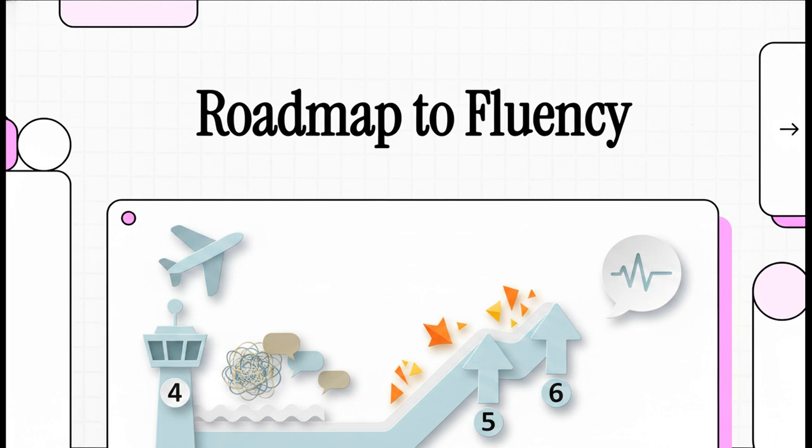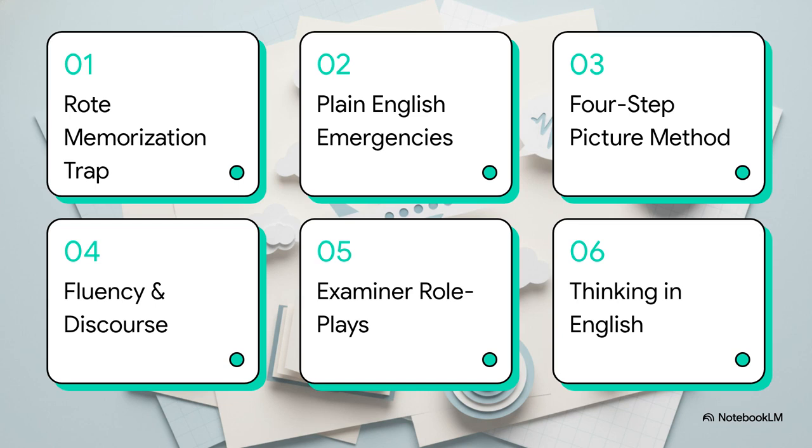You want stronger confidence, you want fewer headaches during license renewals, and you want the ability to handle absolute chaos on the radio with total clarity. So today, we are mapping out the exact steps to move from that basic operational level 4 right up to the expert natural communication of levels 5 and 6. Here's our roadmap for today's explainer. We're going to cover the Rote Memorization Trap, plain English for emergencies, a 4-step picture framework, fluency and discourse markers, mastering examiner role plays, and finally, thinking directly in English.